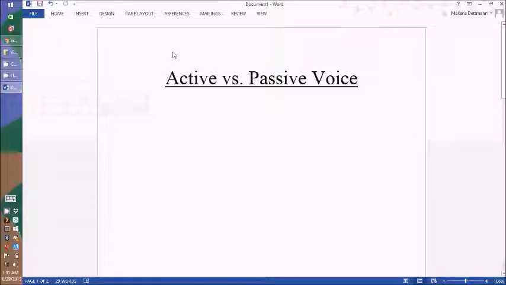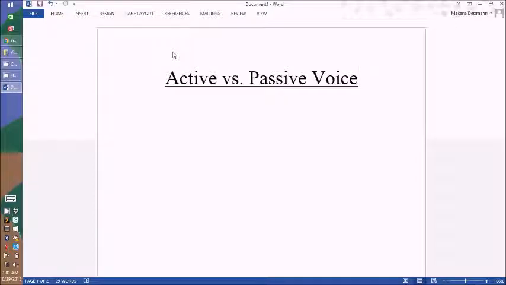Knowing the difference between active and passive voice is one of the easiest ways to begin to improve your writing. So what is the difference? Active voice shows a clear relationship between the subject and the verb. The subject does something, and the verb moves the sentence along.